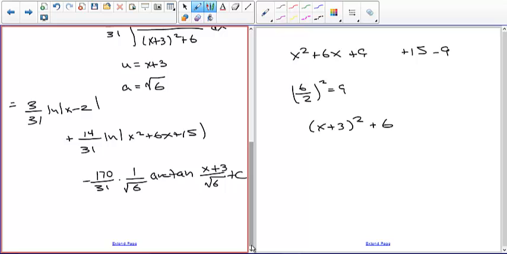So we had the same thing happen last time. When you had a linear factor and a quadratic factor, you end up with one term that's the natural log of the absolute value of the linear factor. You get a term that involves the natural log of the quadratic factor. And you get a term that involves the arctangent of the expression written so that the denominator is a perfect square, and you get u squared plus a squared. So there you go. That's it.